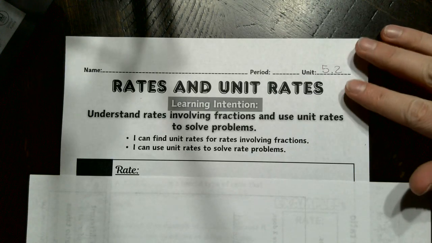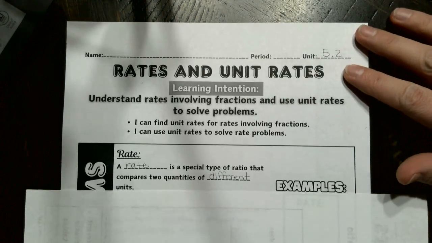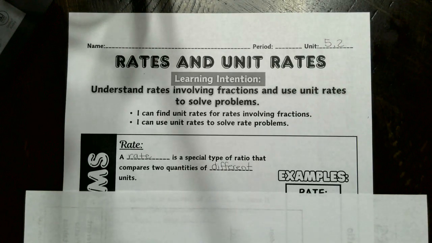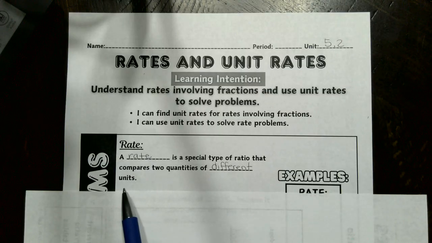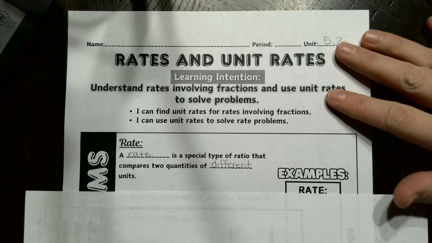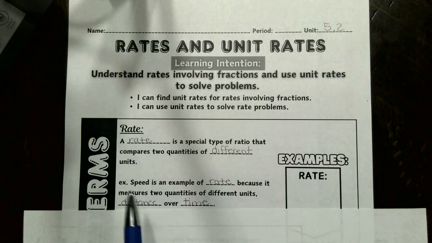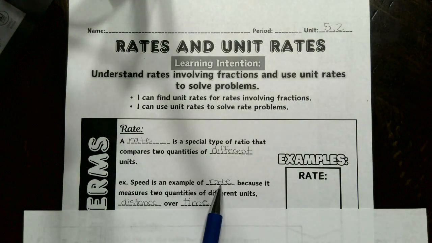So our first section here is just going to be on key terms. And of course, our first term naturally would need to be rate. So a rate is a special type of ratio that compares two quantities of different units. What does that mean? Here's an example of that. An example is speed. Speed is an example of rate because it actually measures two quantities of different units. When I'm talking about speed, I'm saying the distance over time. Okay, so speed is an example of rate because it measures two quantities of different units, distance over time.